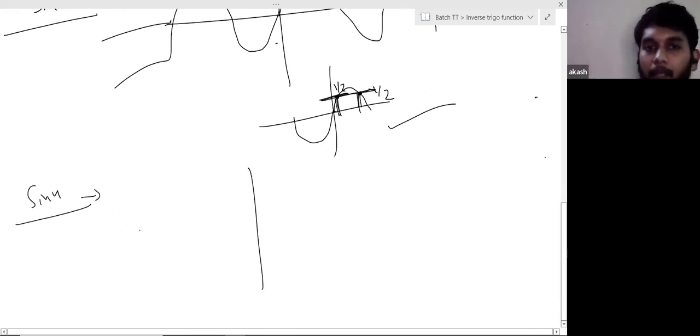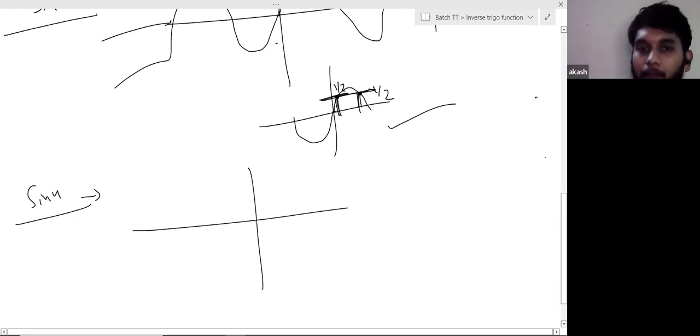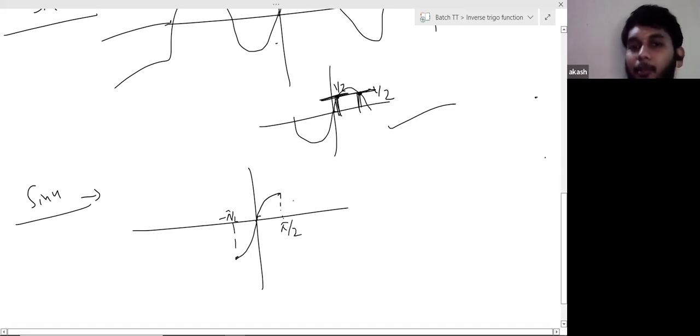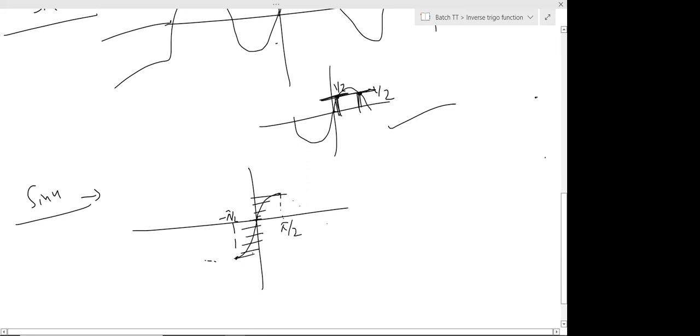They made an even smaller cycle. That means they only draw it like this, from minus pi by 2 to pi by 2. They said we cannot see anything beyond this. There is no graph beyond this. Now you see, for each y there is only one x. So this becomes one-one.